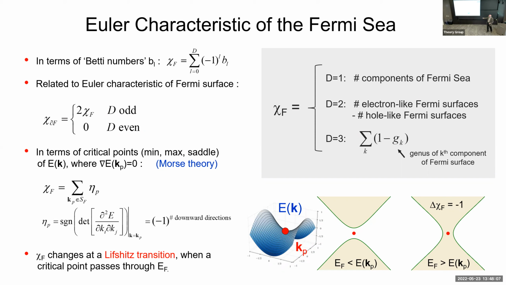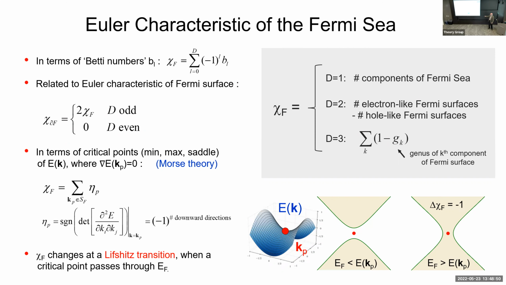What this tells you is something that should be obvious, which is that this topological invariant can only change at a transition where one of these critical points passes through the Fermi surface. This is called a Lifshitz transition. For example, if you have an energy that has a saddle point in it, then if your Fermi energy is below the saddle, it's split into two pieces like this. And if you raise the Fermi energy above the saddle, then those two pieces connect to each other, and that's a change in the topology of the Fermi sea.